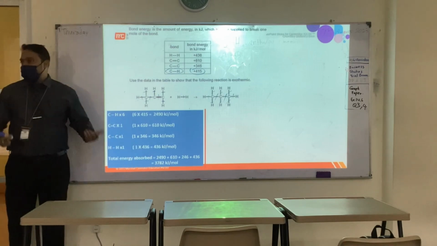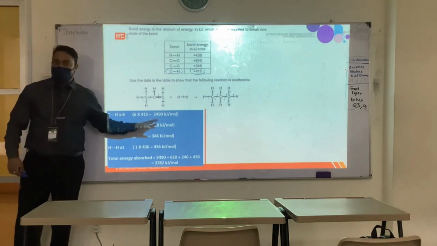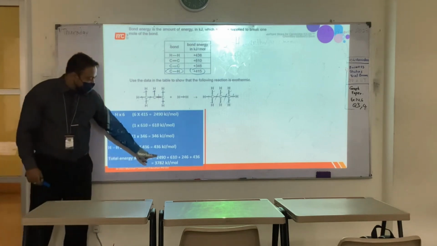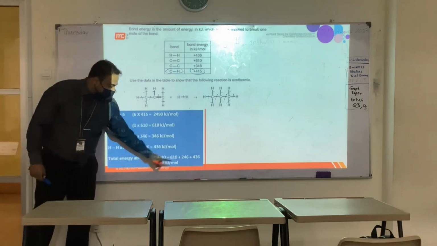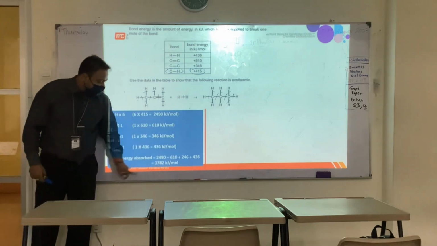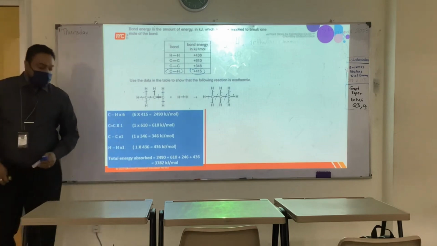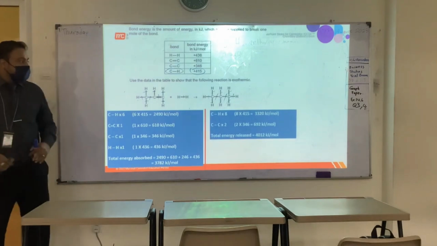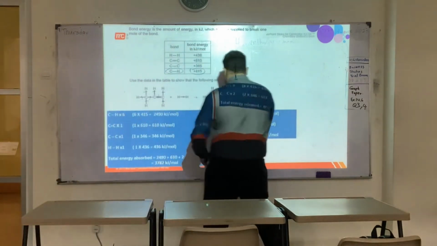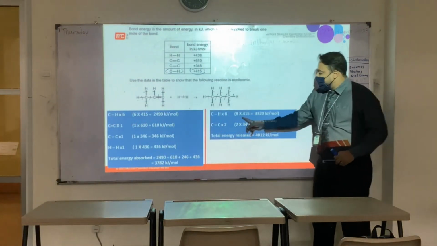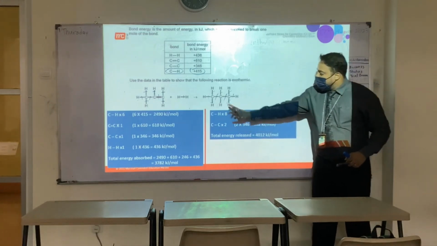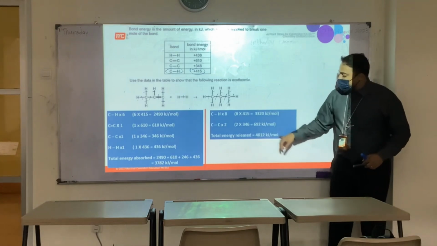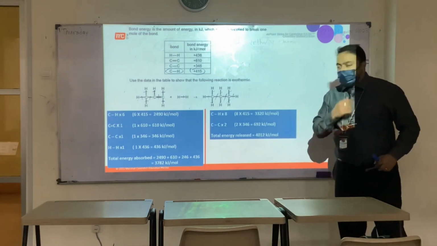Normally times 1, in exam you don't have to show it, but I'm just showing the technique. So total energy absorbed: 2490 plus 610 plus 346 plus 436, 3782 kilojoule per mole. Total energy absorbed. So total energy released here, we have got C to H 8 bonds, so 415 times 8, 2 C to C bonds, so 2 times 346. Total energy released is 4012.